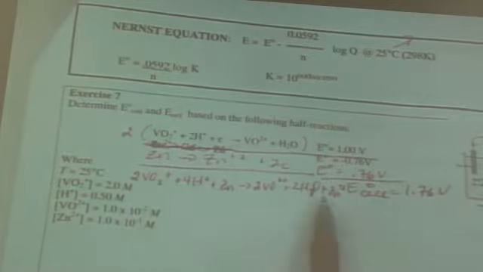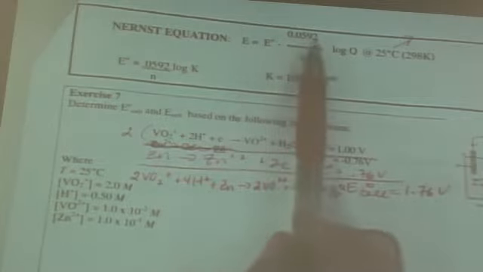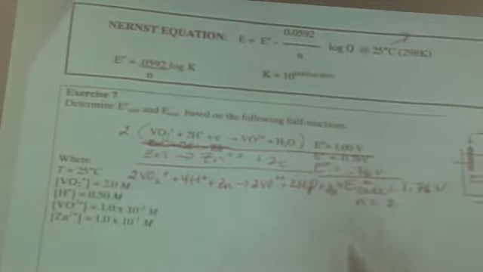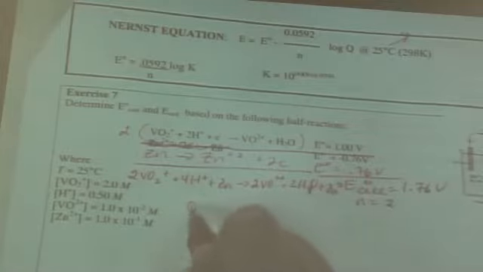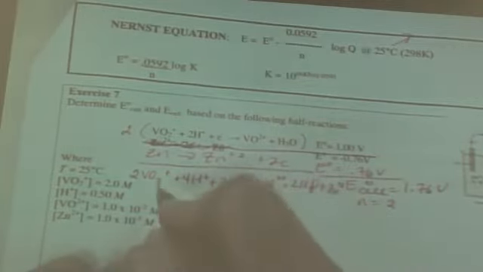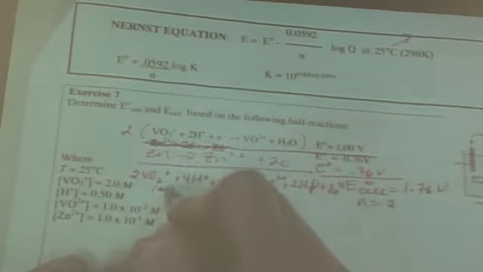so here we go. Now I have the cell at standard conditions. I need to know this, which is? 2. So I got that part. Now I need to figure out Q. So Q is going to be the products over the reactants.